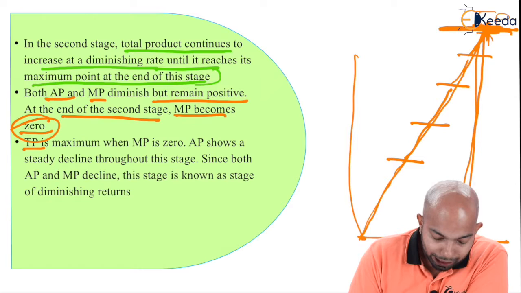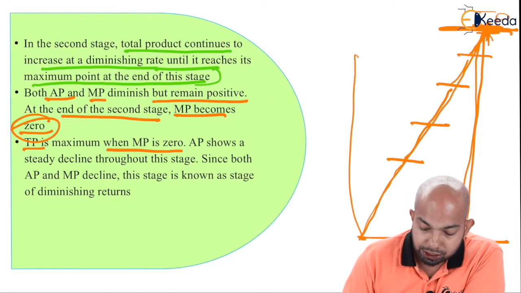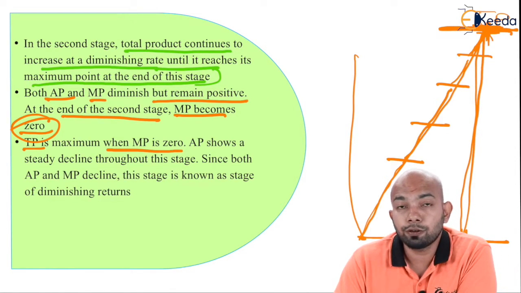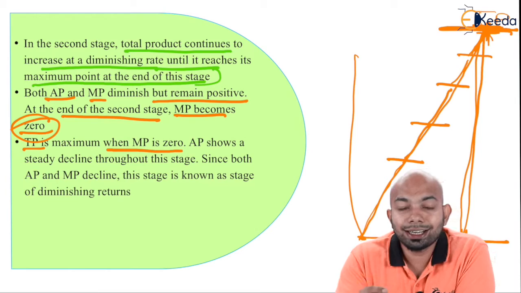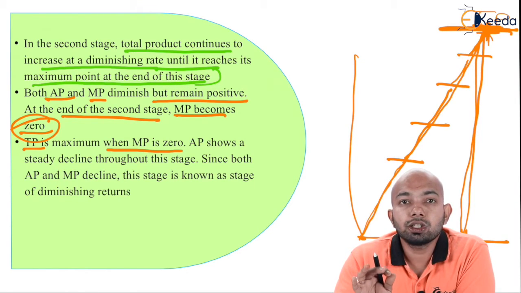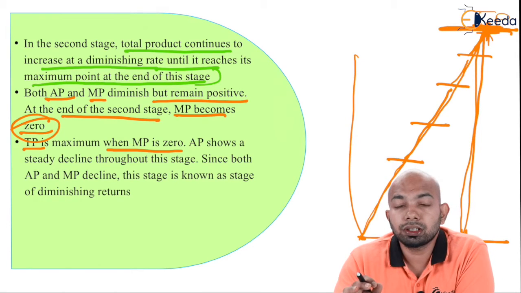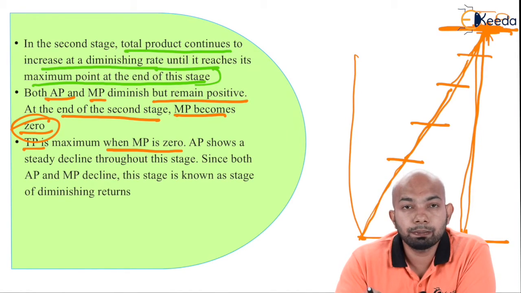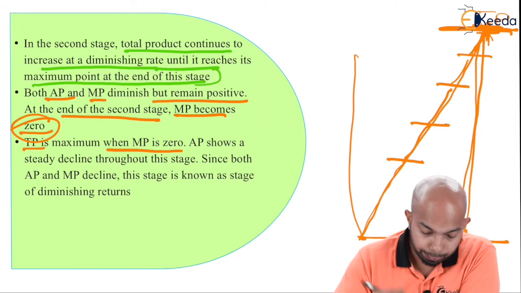Total productivity is maximum when marginal productivity is zero. So if you have to figure out when the total productivity is maximum, you can say that when the marginal productivity of that specific stage is zero, that is when you can decide your total productivity is now at its maximum peak.